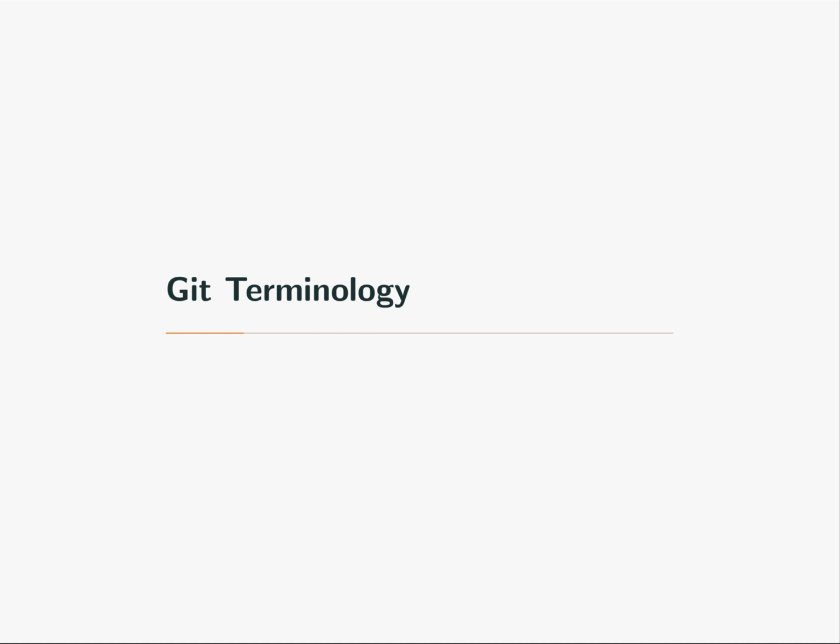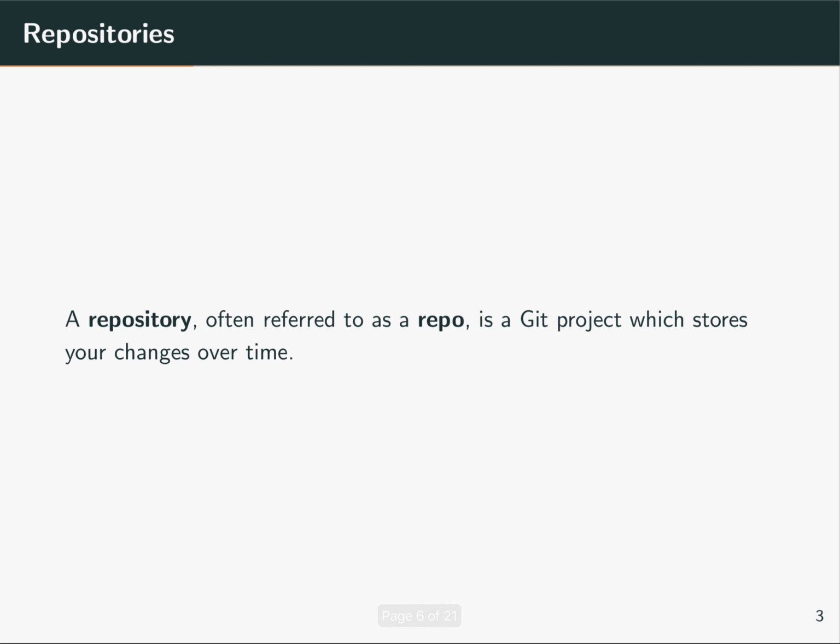Okay, we have to go over some terminology first to be able to talk about Git. A repository in Git is often referred to as a repo, and it's essentially just a Git project, and it stores your changes over time. So each project you use in Git is going to be a repository. Projects here are defined much in the same way that we define them in the Java context: a bunch of related class files which all come together to accomplish one task.